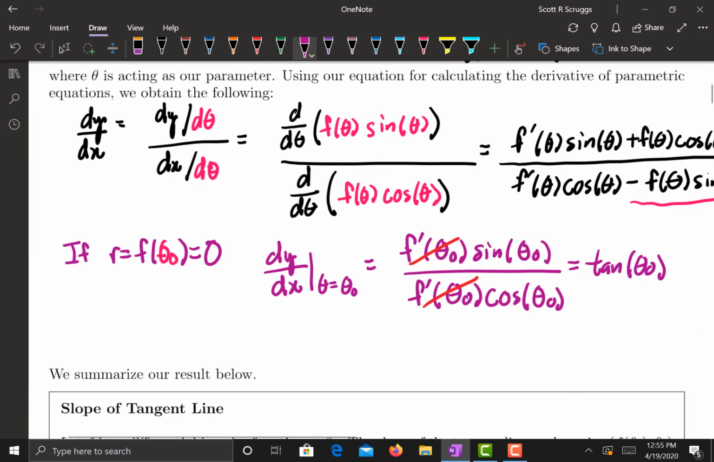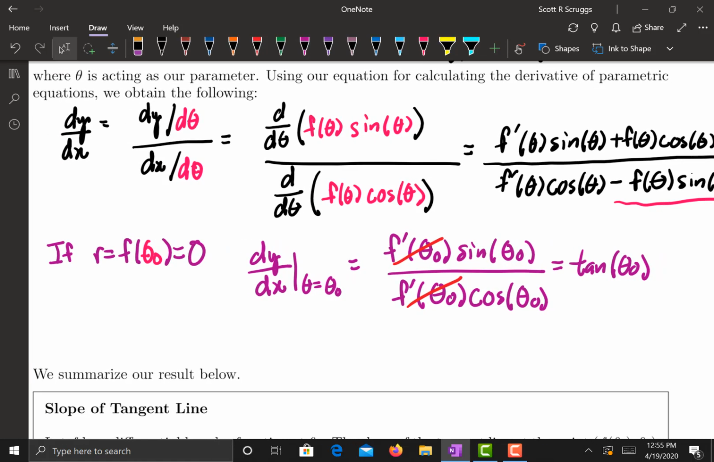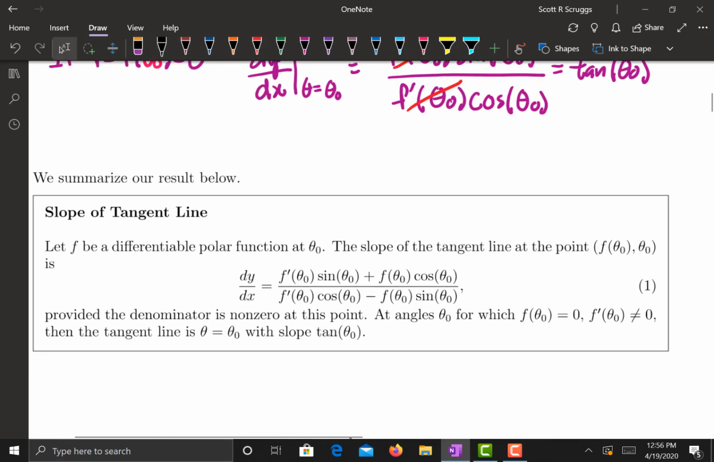And so what that remark is saying is, with my derivative formula, if I have an angle that makes my polar function equal to 0, then the slope of the tangent line at that angle theta naught will just be the tangent at that point. And so let's summarize that below. Here's our derivative, or the slope of a tangent line, using polar curves. And here's a remark saying, okay, well, at an angle in which I get 0 for my polar function, but the derivative is non-zero, the curve has a slope of tangent theta naught at that point.